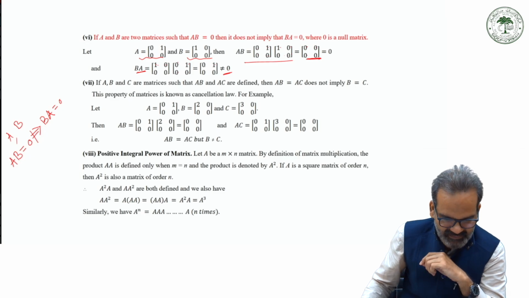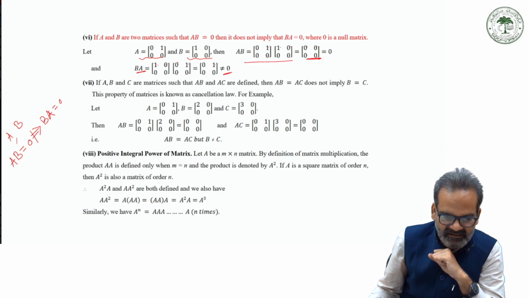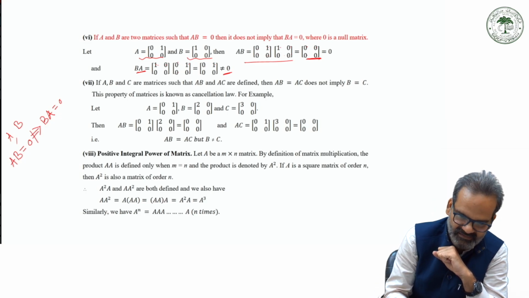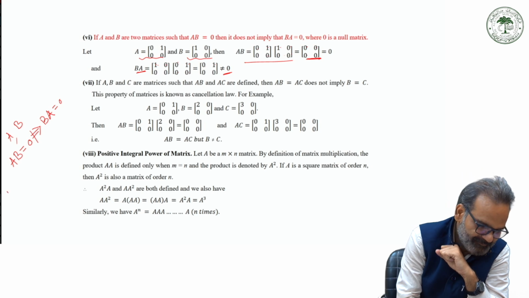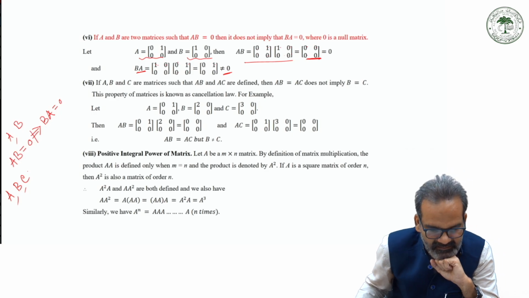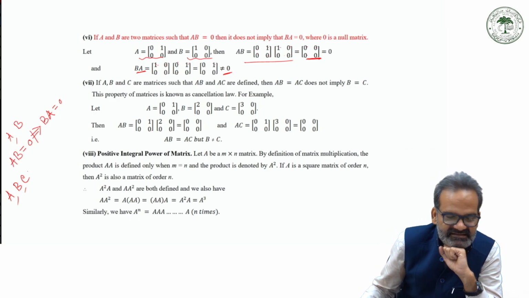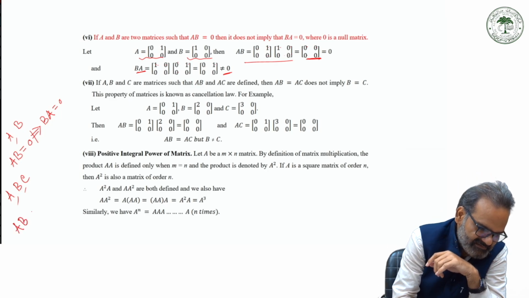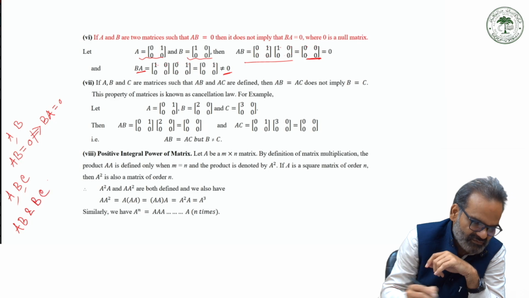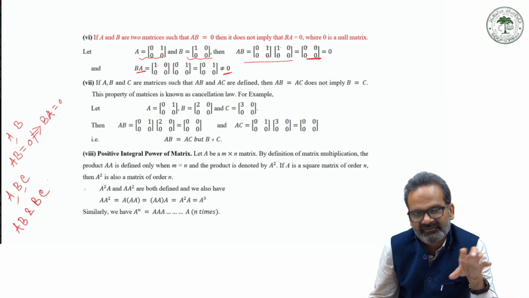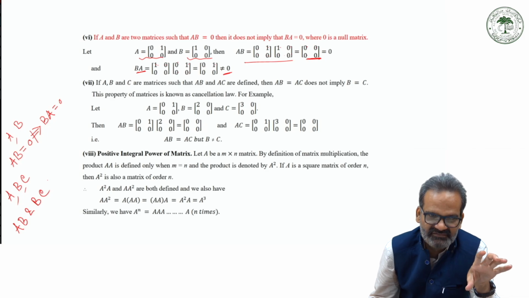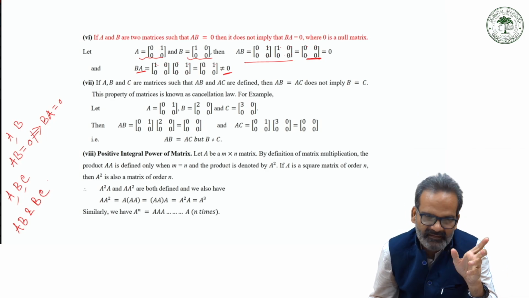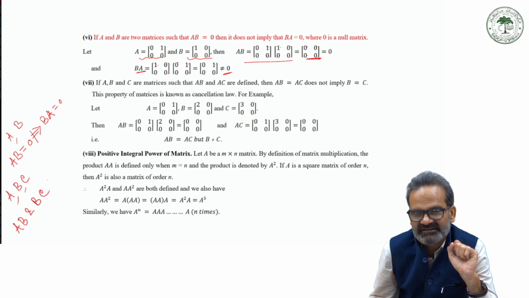The last and the next property is what? If A, B and C are matrices such that AB and AC are defined. What this property refers to, this is also a very important property. If we take three matrices, say A, B and C, right? ABC are such matrices so that the product AB is defined and the product BC is also defined. It means we can multiply A with B. The condition for the multiplication must be satisfied. We can multiply B with C. So naturally the condition for the multiplication of BC should be satisfied.